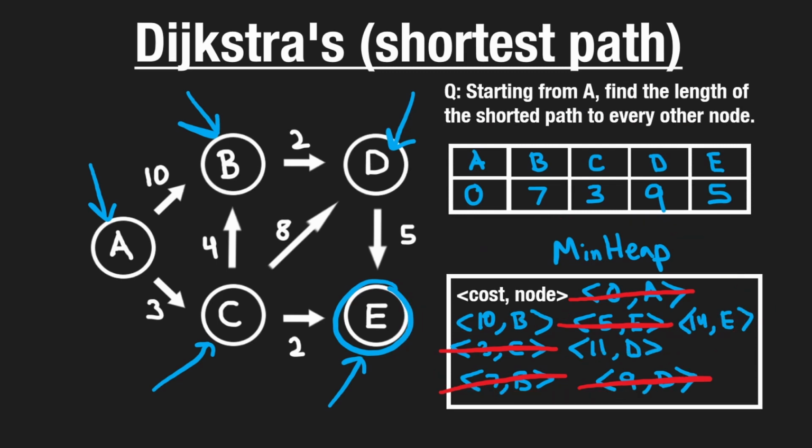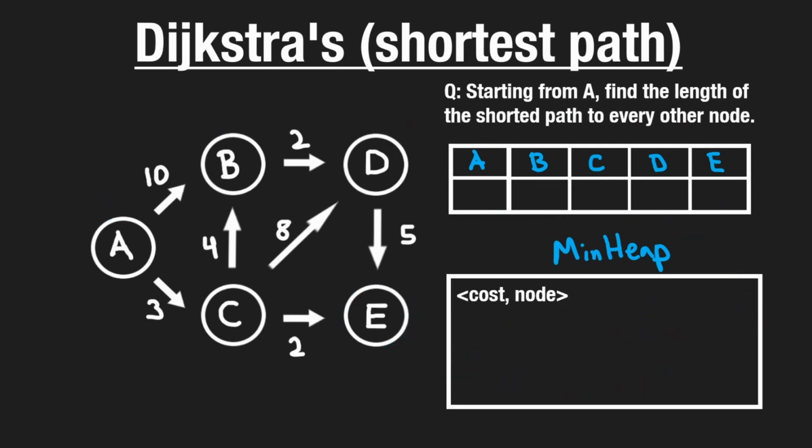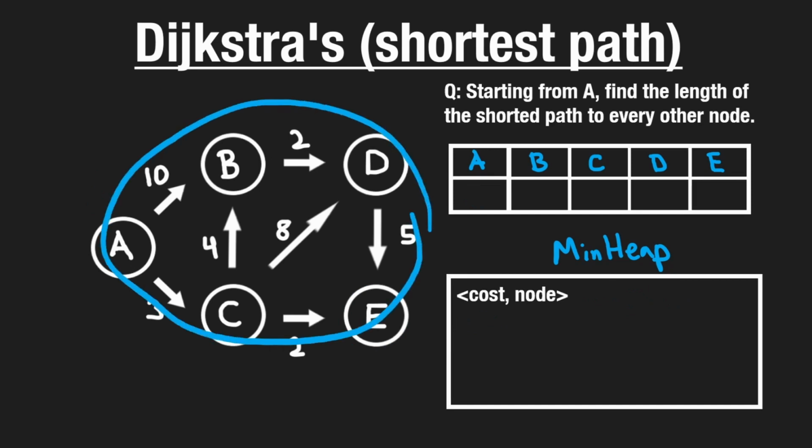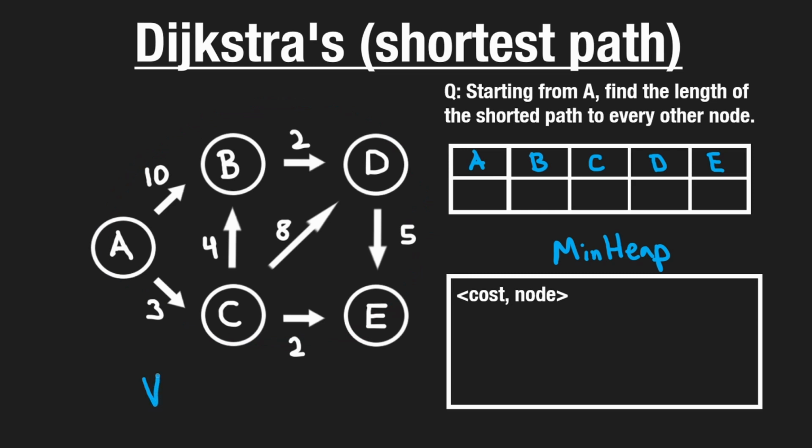Now let's analyze the time complexity before we jump into the code. So to analyze the time complexity, first recall if we have a graph, let's say with V vertices, by vertice I mean node, what's the maximum number of edges we could have? Well, it's going to be equal to V squared because every single node could be connected to every other node.